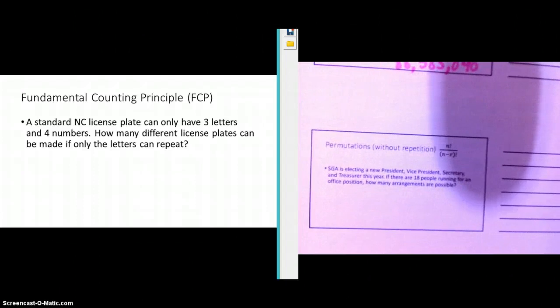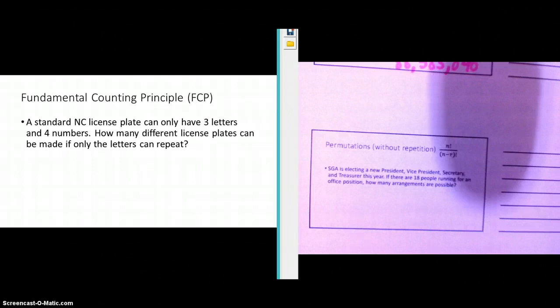So now we can also have permutations without repetition. Remember that this formula is n factorial over n minus r factorial. So this problem is SGA is electing a new president, vice president, secretary, and treasurer this year. If there are 18 people running for an office position, how many arrangements are possible?